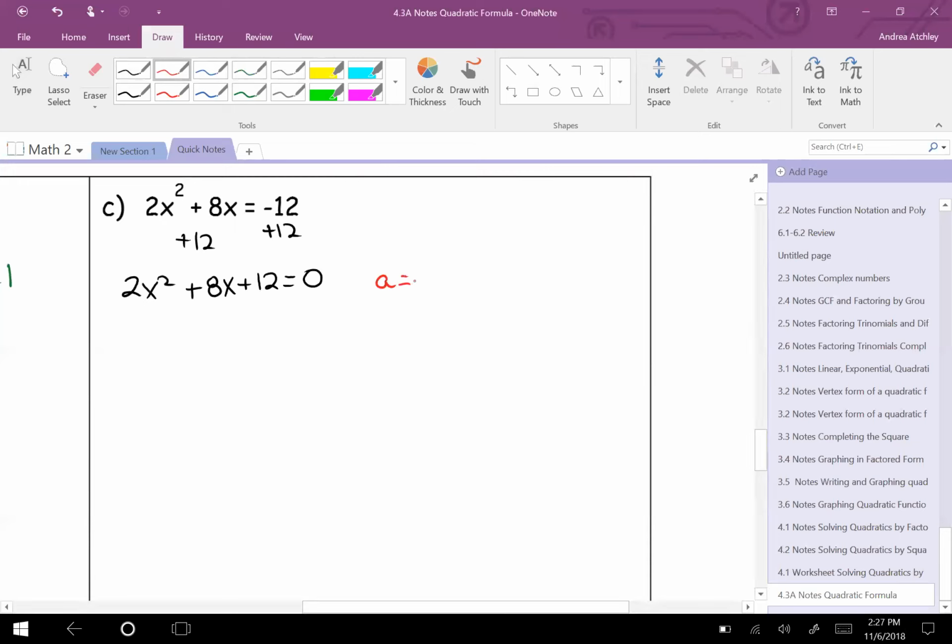So what's the A value? What number's in front of the x squared? 2. Valerie, what's the B value? B is the number in front of the x, which is 8. Good. And then class, what would the C value be then? 12. Any questions over that?